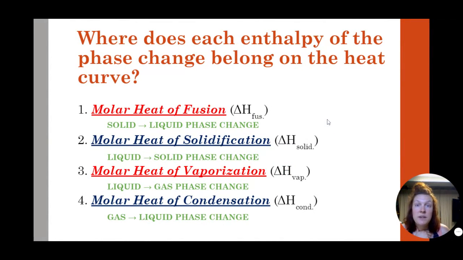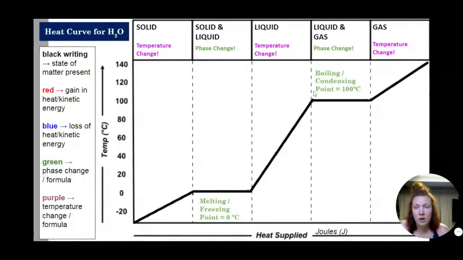Okay, so in the previous video, we talked about the different enthalpy labels for all of our phase changes. We have the molar heat of fusion, which is for melting, the molar heat of solidification, which is for freezing, the molar heat of vaporization, which is for boiling, and the molar heat of condensation, which is for condensation. So what's really going to be important is our ability to place these symbols on our heating curve graph so we can use them for calculations later on. Let's go ahead and show where those are located.